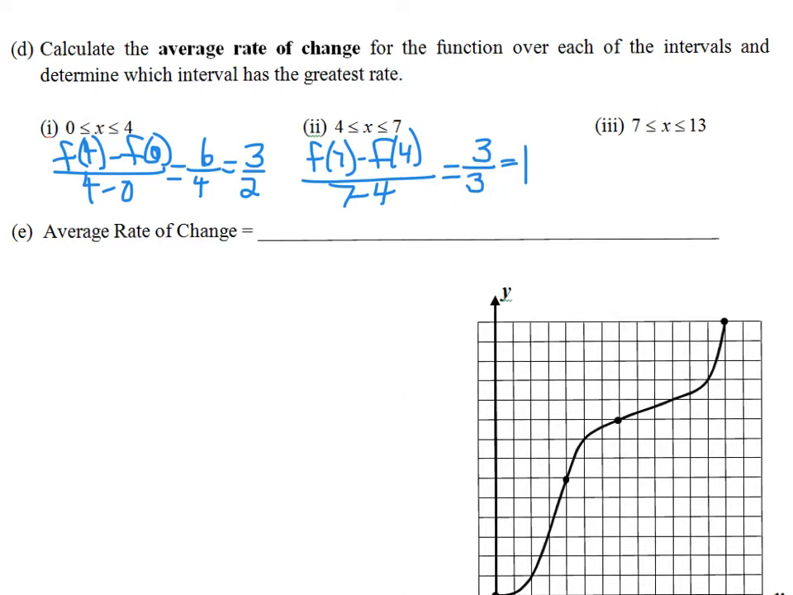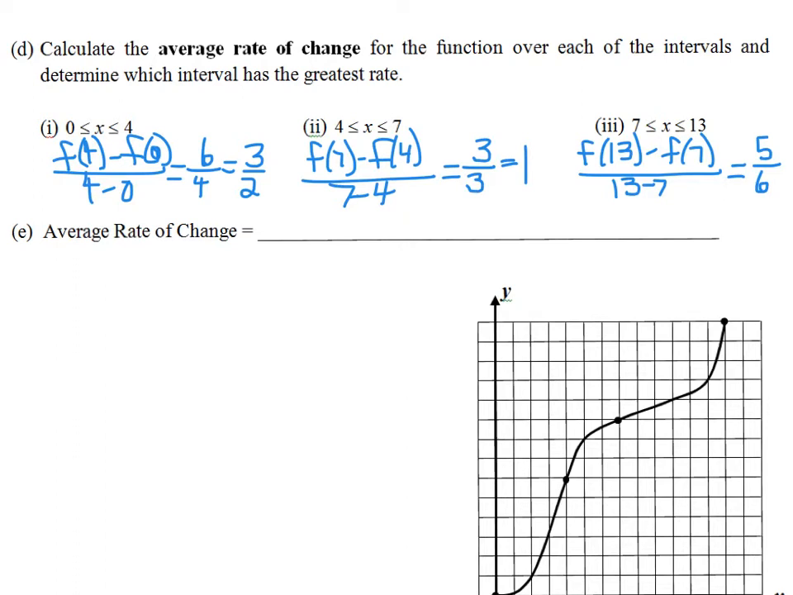For the last interval, if we want to calculate the average rate of change from 7 to 13, we want to do the function value at 13 minus the function value at 7 divided by 13 minus 7. We've already calculated f of 13 minus f of 7 in this case to be 5. 13 minus 7 gives me a 6. So we can see that the average rate of change is different for all of the intervals that we are looking at for this function, given the graph of the function.